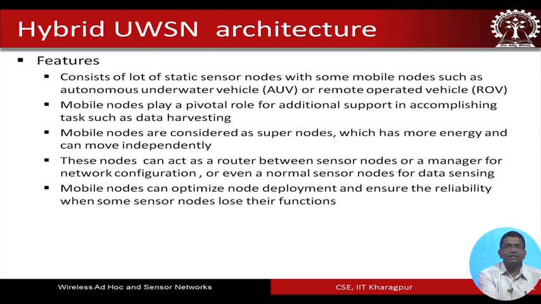Then we have the hybrid underwater sensor network architecture, which consists of a lot of static sensor nodes with some mobile nodes, and these mobile nodes are typically AUVs and ROVs. The mobile nodes play a pivotal role in providing additional support in accomplishing tasks such as data harvesting. The mobile nodes are considered super nodes, which have more energy and can move independently of each other. These nodes can act as a router between the sensor nodes, a manager for network configuration, or even a normal sensor node for data sensing.